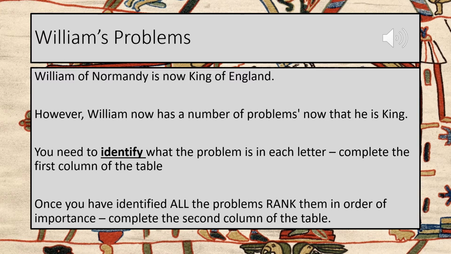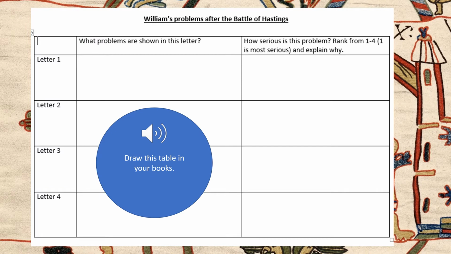You will be given a series of letters. You need to identify what the problem is in each letter and complete the first column of a table. Once you have identified all the problems, you need to rank them in order of importance, which is completing the second column of the table. Please draw this table in your books. You need to have a column that states letter 1, 2, 3 and 4. You then need to have a second column which says which problems are shown in this letter. And your final column is about how serious is this problem, ranking it from 1 to 4, 1 being the most serious.